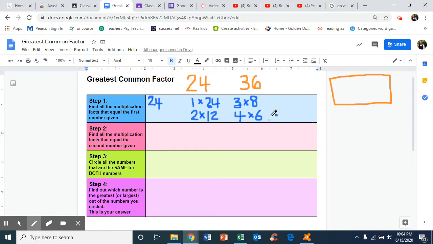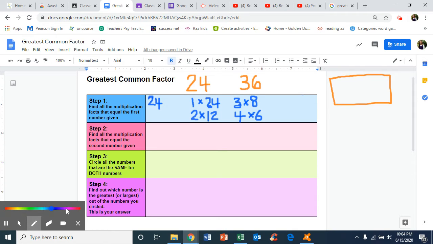After the number 5 comes 6, and we know that 6 times 4 is 24. But since you already have 4 times 6, you don't need to write it twice, just reversed. So once you get to another number like this and it's the same problem written backwards, then you're done. You don't need to do that anymore.